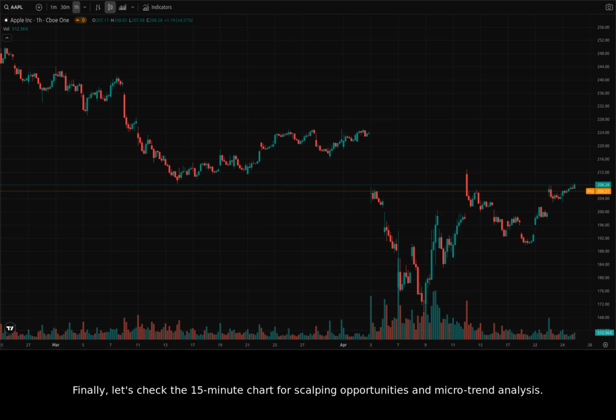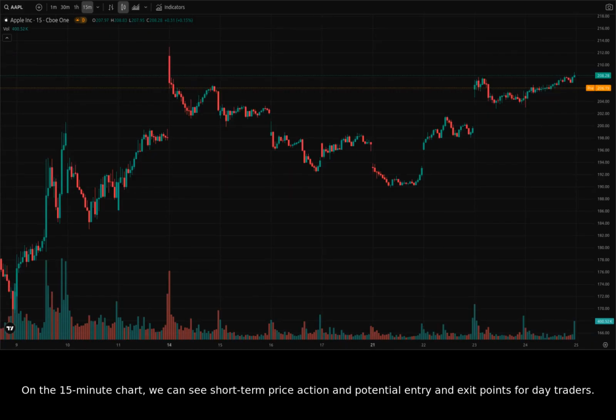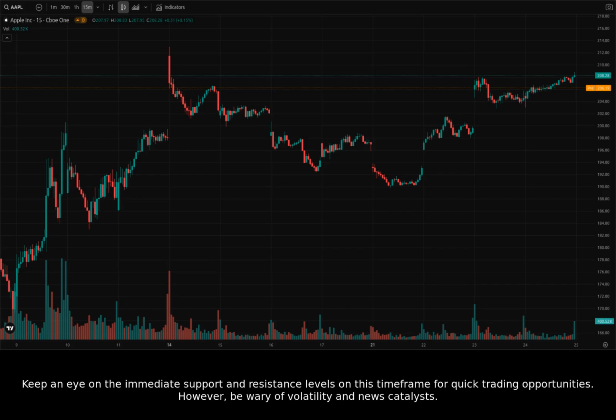Finally, let's check the 15-minute chart for scalping opportunities and micro-trend analysis. On the 15-minute chart, we can see short-term price action and potential entry and exit points for day traders. Keep an eye on the immediate support and resistance levels on this timeframe for quick trading opportunities. However, be wary of volatility and news catalysts.